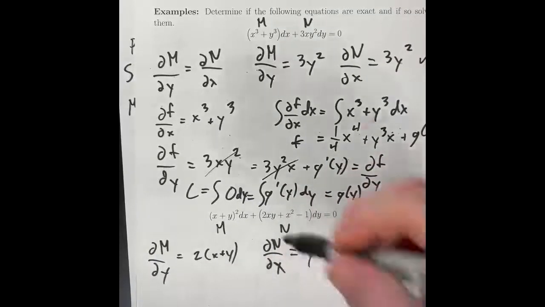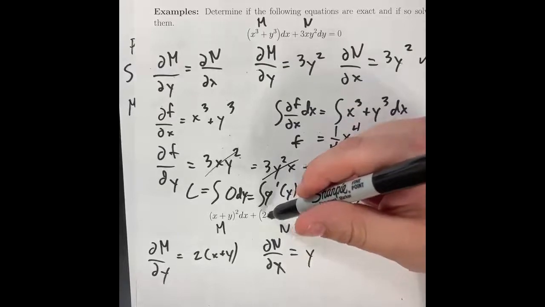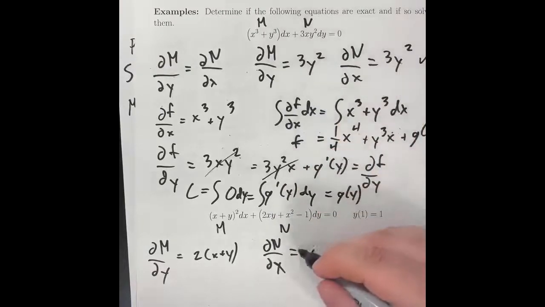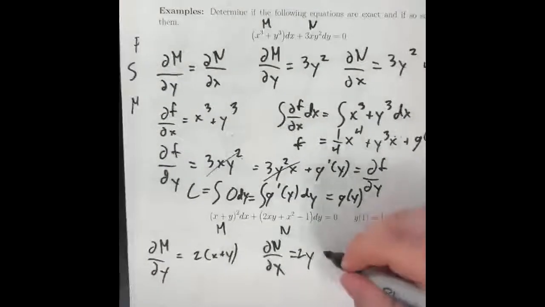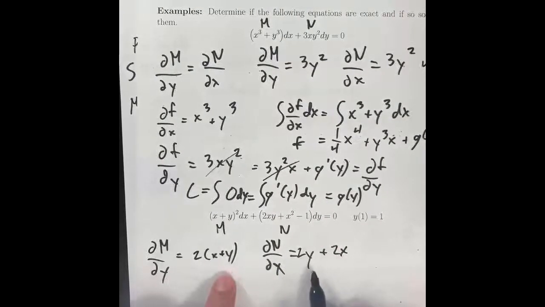Partial N, partial x. So we treat y as a constant. That first term, the x is like 2y times x. 2y is a constant, and so the x just goes away, plus the derivative of x squared, which is going to be 2x. And then the 1 is a constant, so that just goes away. So again, we see the same thing: we have 2x and 2y, those are the same, so it is exact.